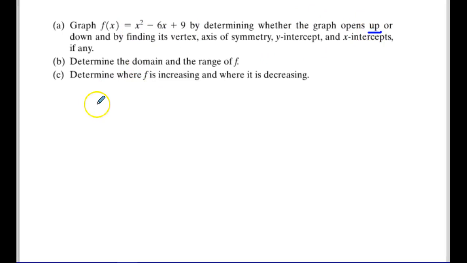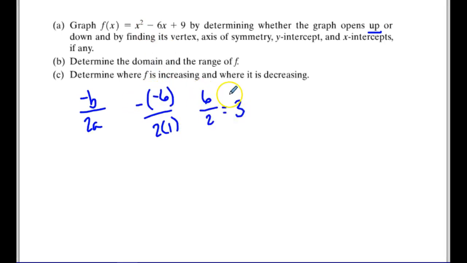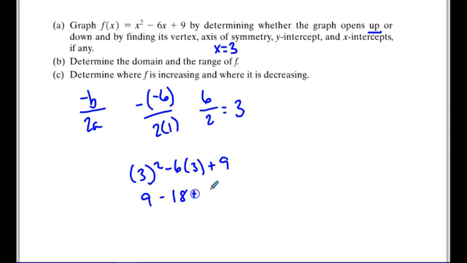Now let's find its vertex. To find the vertex, I have negative b over 2a. So I plug those in. My b value here is negative 6, over 2 times a, which is 1. Negative times a negative is a positive, so my x value is 3. This also tells me my axis of symmetry is x equals 3. I can plug this in now. So I've got 3 squared minus 6 times 3 plus 9. 3 times 3 is 9. Minus 6 times 3 is 18, plus 9 is 0. So my vertex is going to be at 3, 0.